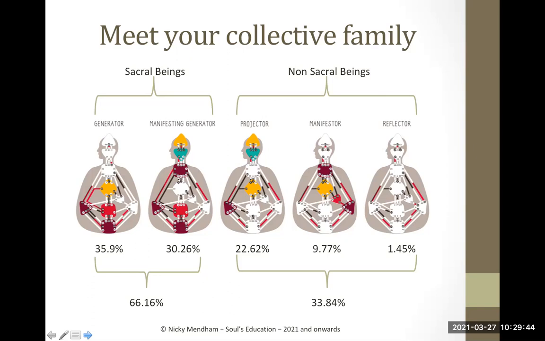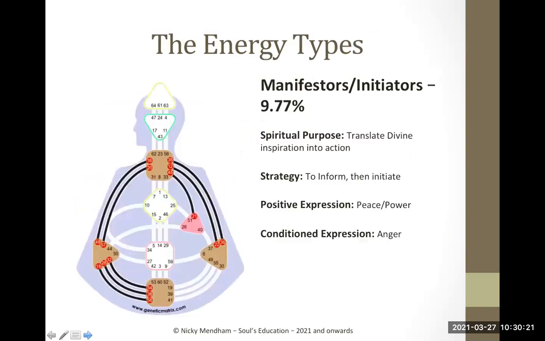So when we're looking at our little family type, you've got the sacral beings, which are the generators and the manifesting generators. And you've got the non-sacral beings, which are the projectors, the manifestors, and the reflectors. And you can see down at the bottom that almost 70% of people have this sacral energy, and the remainder don't. And I'll go on to explain what that means in a second. So that is our collective family. That is the population of this planet and how the energy runs through the population of the planet.